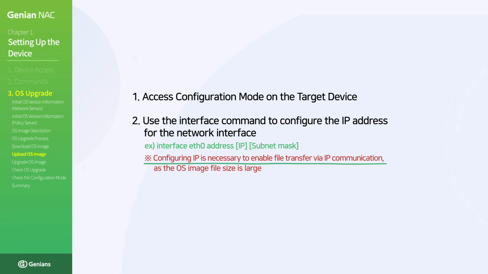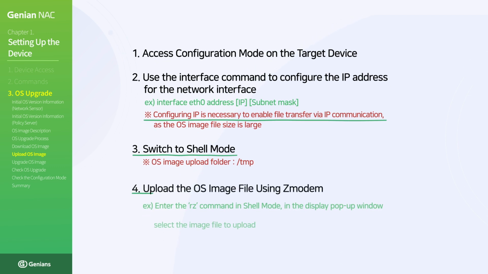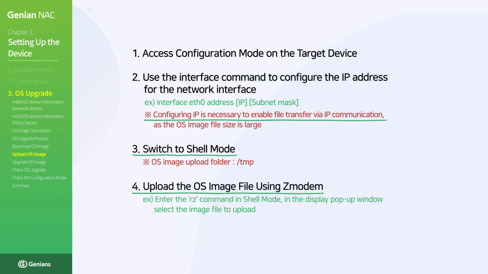upload unlikely. After connecting via SSH, switch to shell mode, navigate to the Temporary File Storage Directory, TMP, and use the SecureCRT ZMODEM feature to upload the image file. The image file is stored in the Temporary File Directory to ensure that it is automatically deleted after the upgrade. This prevents unnecessary files from consuming disk space.